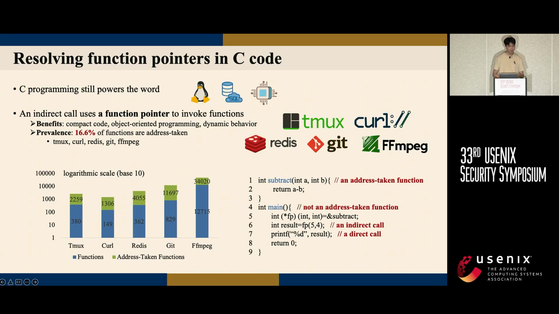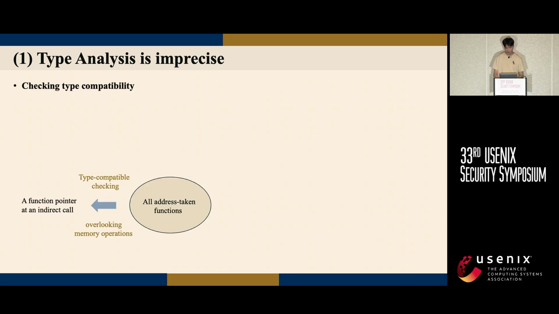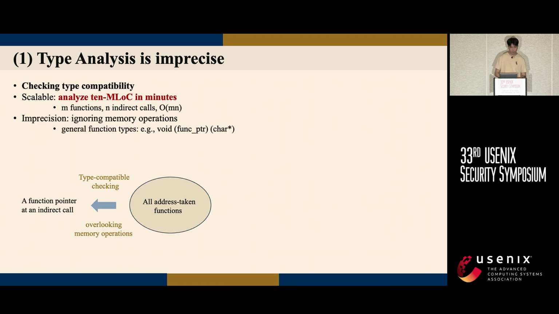However, despite the convenience of using function pointers, resolving indirect calls in C is a very challenging problem, and all the existing approaches suffer from either low precision or low efficiency. Type analysis checks the type compatibility between all the address-taken functions and the function pointer to resolve the indirect call targets. But it overlooks the load and store memory operations. As a result, type analysis is scalable and can analyze 10 million lines of code in minutes, but it is very imprecise. Furthermore, for functions with general type parameters such as void or void star types, it will match a large number of unrelated functions, resulting in low precision.